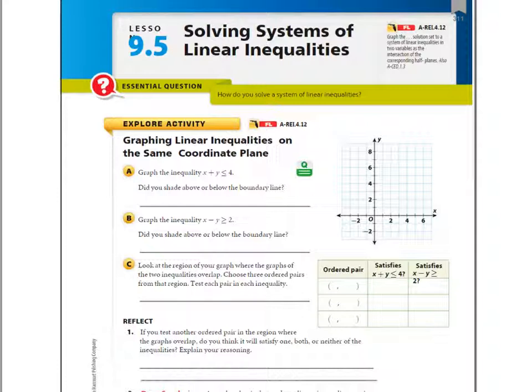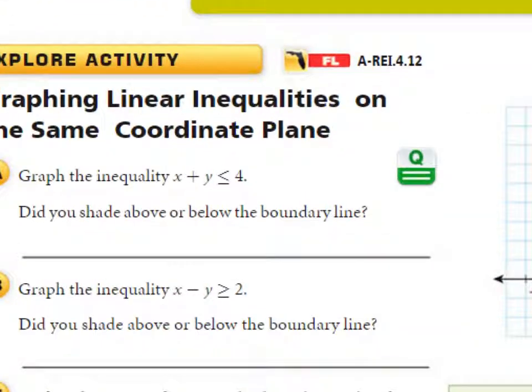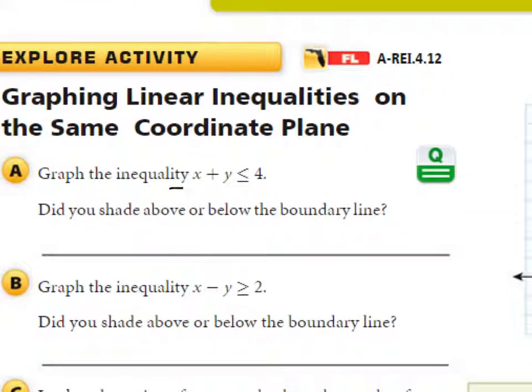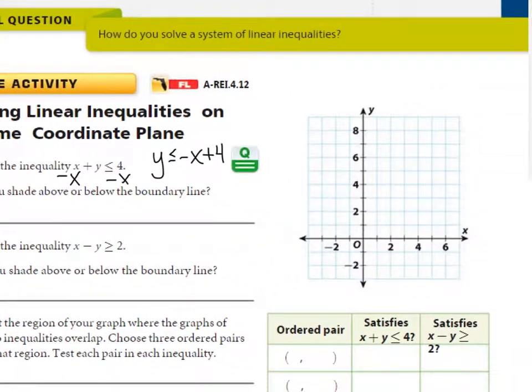So for part A, to graph the inequality x plus y is less than or equal to 4, hopefully you solve for y. So we would subtract x. So it would be y is less than or equal to negative x plus 4. To graph that, that means we're starting at 4 on the y. And our slope is a negative x, so that means a negative 1. So that means down 1 and to the right 1. And down 1 to the right again.